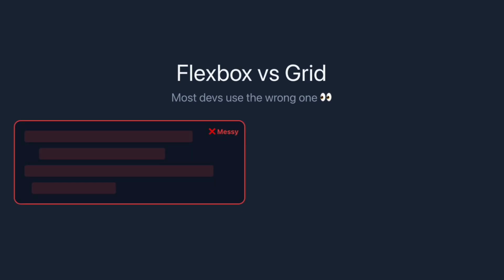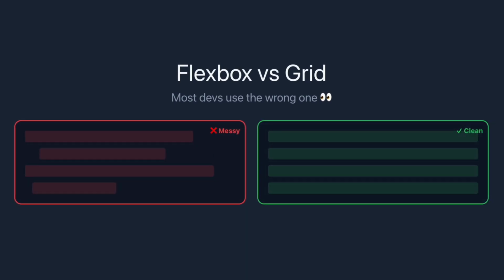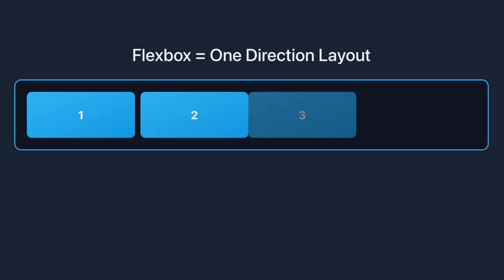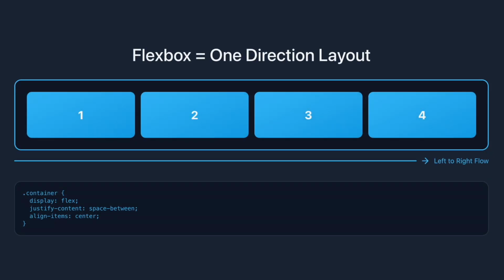Flexbox or grid? Most front-end developers know both, but still use the wrong one in production. Let's fix that in under 2 minutes. Flexbox is built for one-dimensional layouts. That means either a row or a column, perfect for aligning items in a single direction.